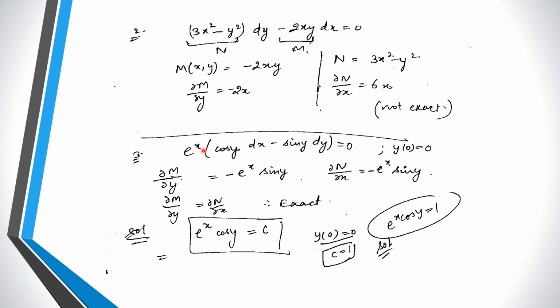It is e to the power x into cos y. Now there is no term in n which is not containing x. Only one term which is having x term, e to the power x into sin y with negative sign. So we take n to be 0. Right? So what we have? E to the power x cos y plus 0 equals to c. So this is a solution of this differential equation.